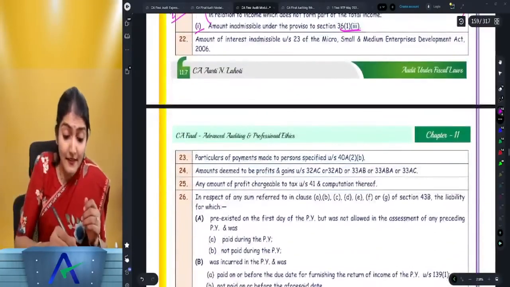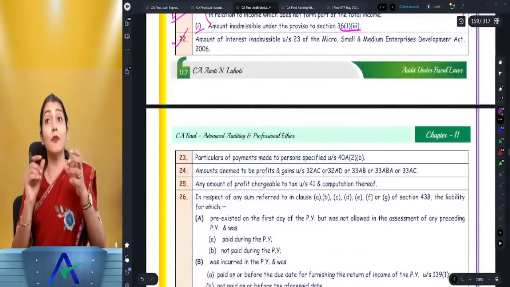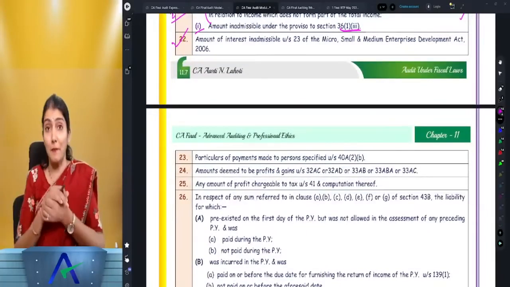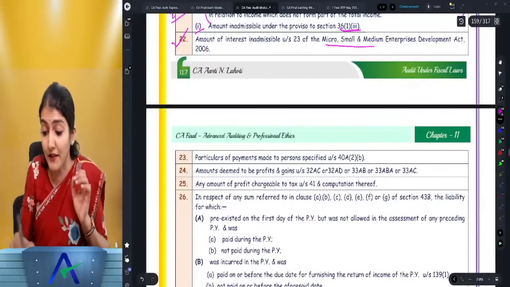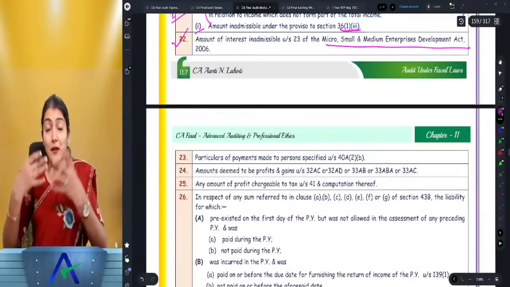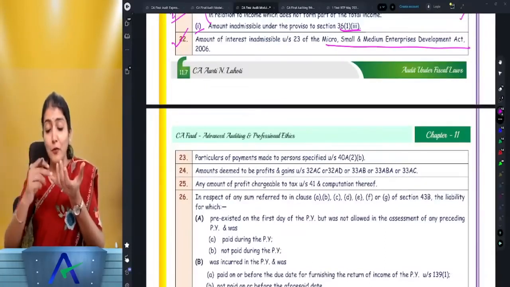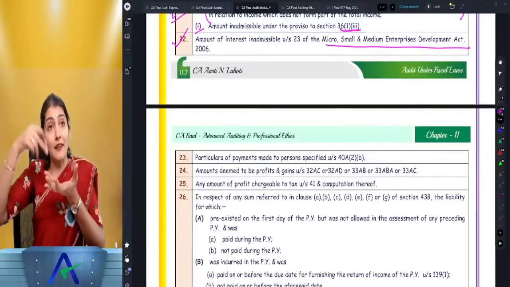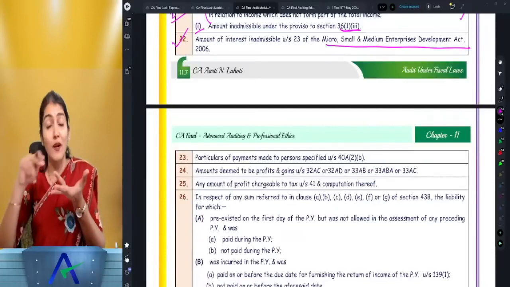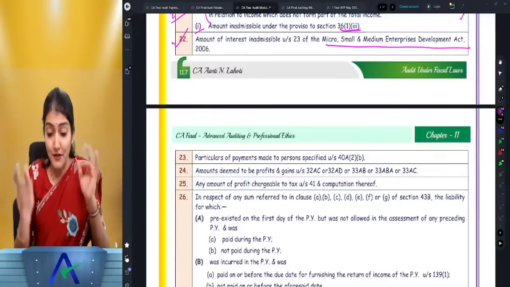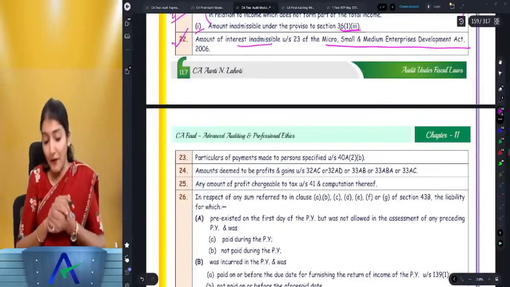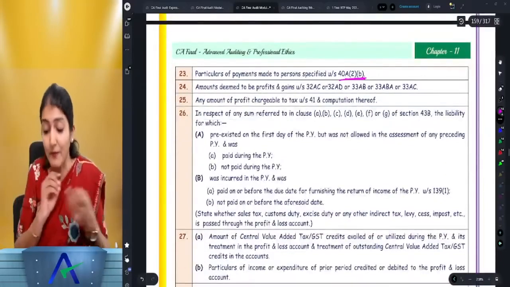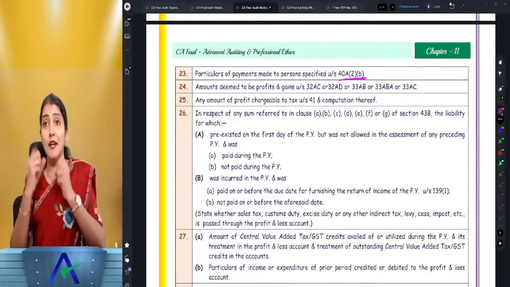Then recently a question was asked on this one also, 22, interest to MSMED suppliers. The interest paid to MSMED suppliers is again not allowed as a deduction under the income tax law. So if you make a late payment to an MSMED supplier, you need to pay interest. Is that interest allowed as an expenditure under the income tax law? No, it is not allowed as an expenditure. So interest payable to the MSMED suppliers. Then particulars of payments made to specified persons, 40A(2)(b), that is your related parties.